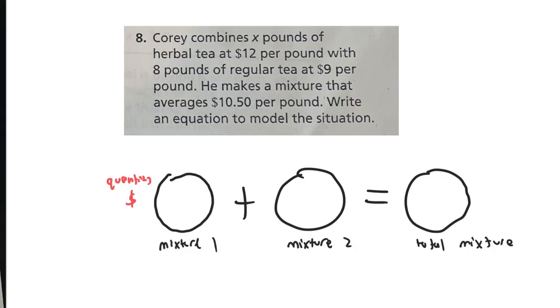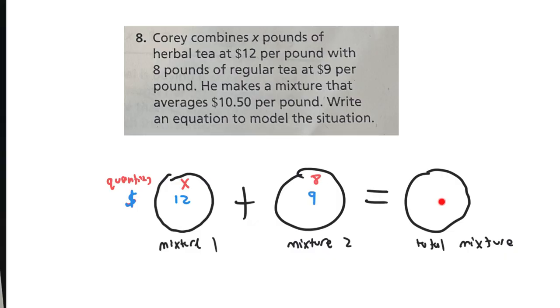So we have x pounds of that. We'll make the quantity red and the money part blue. And that's going to be $12 per pound. Now, for the other mixture, how many pounds do we have? 8 pounds. They actually told us that for the mixture pertaining to regular tea. So that's 8 pounds, and the cost associated with that is $9.